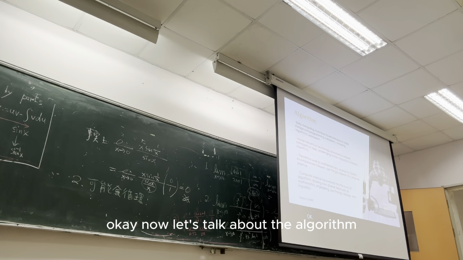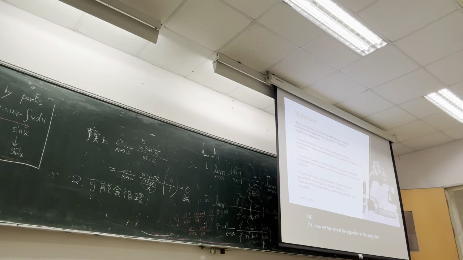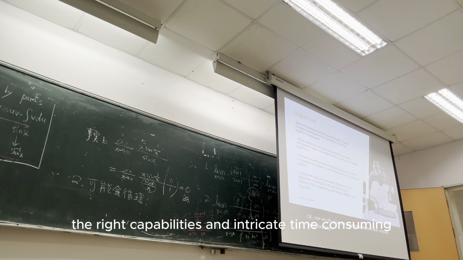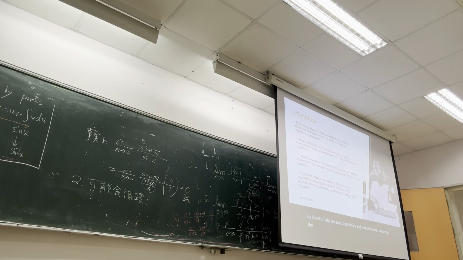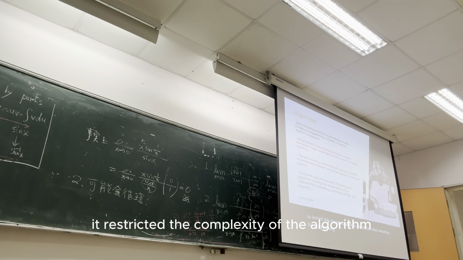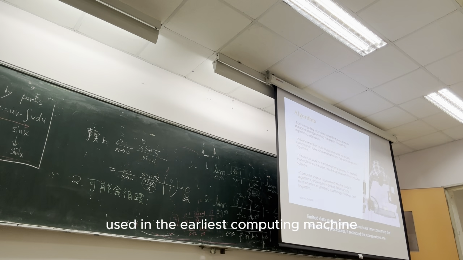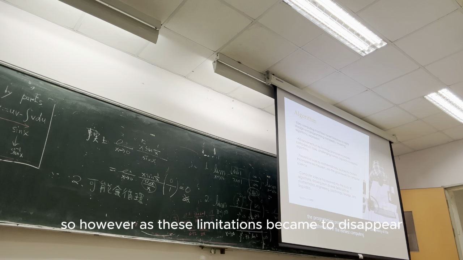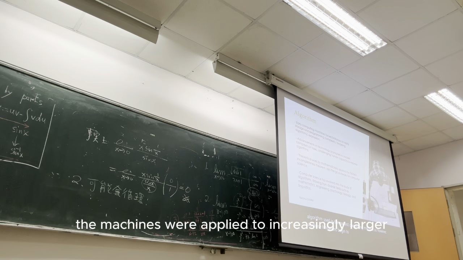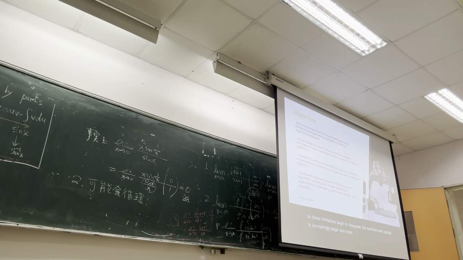Okay, now we'll talk about the algorithm in the early time computer. So limited data storage capabilities and intricate, time-consuming programming procedures restricted the complexity of the algorithm used in the earliest computing machine. However, as these limitations began to disappear, the machines were applied to increasingly larger and more complex tasks.